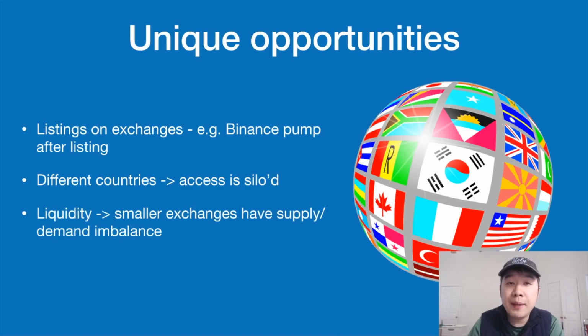Another thing is liquidity. There may be big price differences, but if smaller exchanges don't have a lot of liquidity, and they have a huge supply and demand imbalance, then you can't really take advantage of the arbitrage opportunity. Are there other ones that you know of? If you've looked into arbitrage before, let me know down below and I'll be sure to check it out as well.